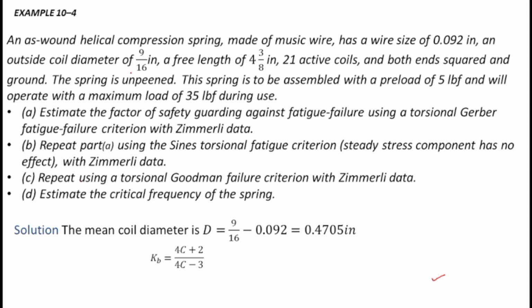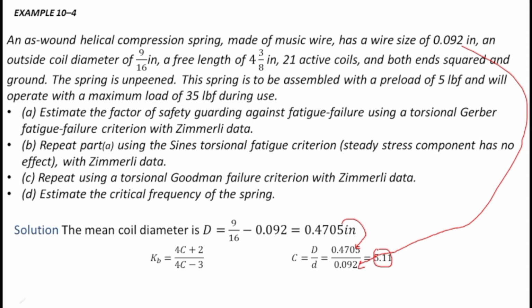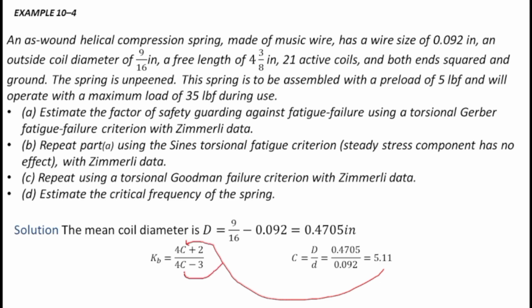External diameter is given, which is this one, and the wire diameter is this one. So external diameter minus wire diameter will give you 0.4705 inches. After that, since KB needs C, C can be found from D divided by d, and putting the value of this D over here and this wire diameter over here, it will give you 5.11. Since we know the value of C, we can put this value of C over here, and when you put these values, you will get KB is equal to 1.267.